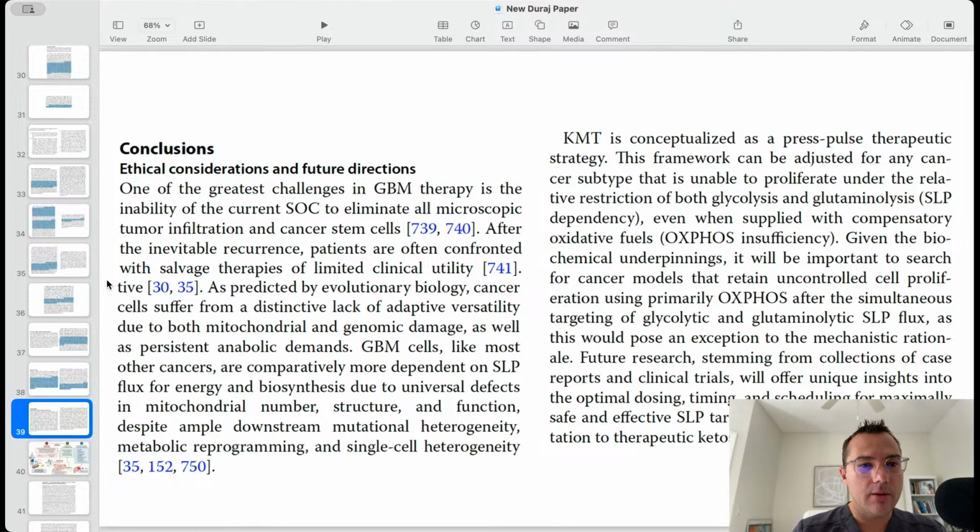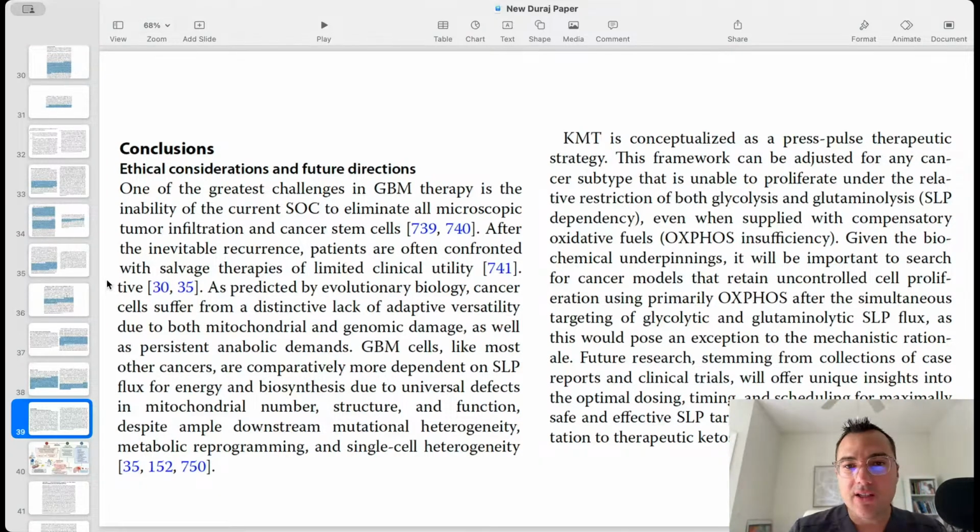by evolutionary biology, cancer cells suffer from a distinctive lack of adaptability, or adaptive versatility, due to both mitochondrial and genomic damage, as well as persistent anabolic demands. GBM cells, like most other cancers, are comparatively more dependent on substrate level phosphorylation, or the Warburg effect, for energy and biosynthesis due to universal defects in mitochondrial number, structure, and function, despite ample downstream mutational heterogeneity, metabolic reprogramming, and single cell heterogeneity.